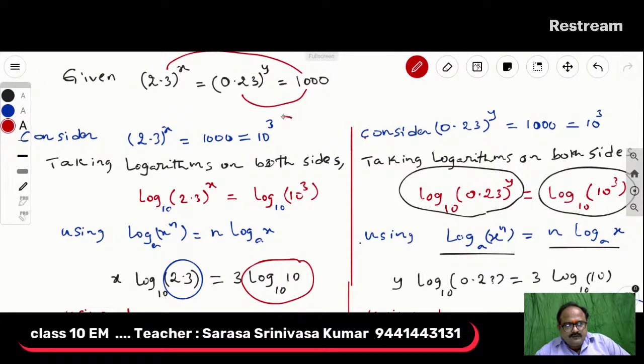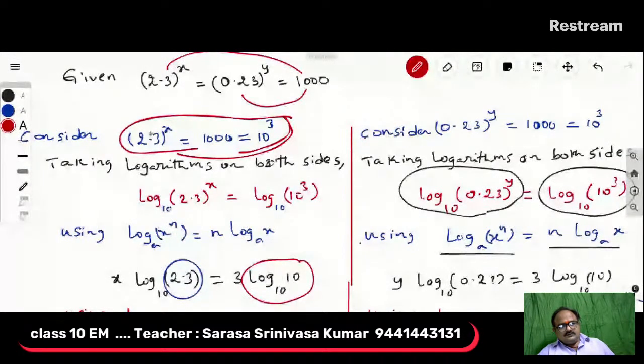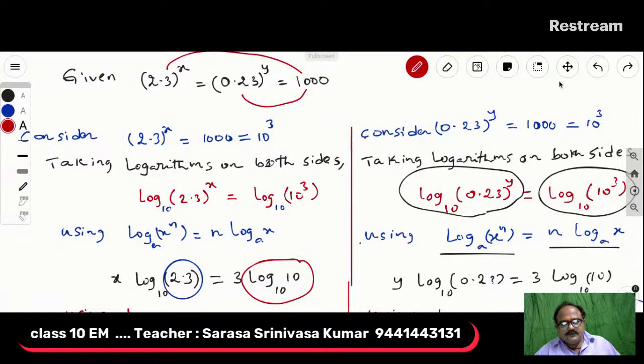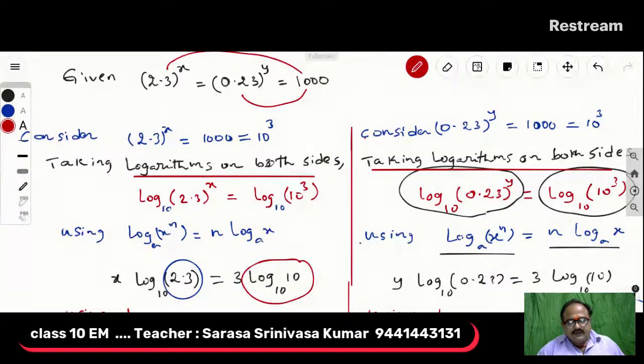On the given data, we have considered 2.3 power x equal to 10 power 3. Here also we have written the first step. The second and third are considered on the right-hand side. Next step, taking logarithms on both sides. Here also we have written taking logarithms on both sides. We are comparing both the steps.